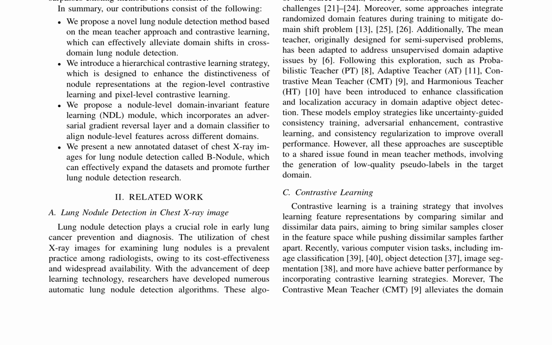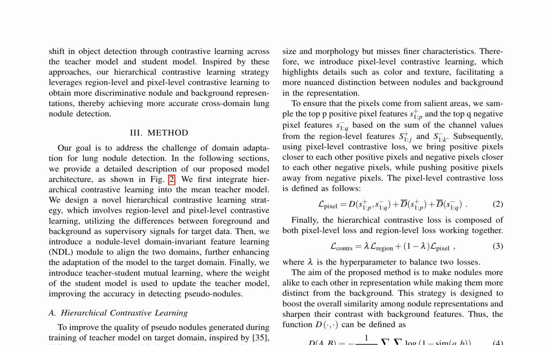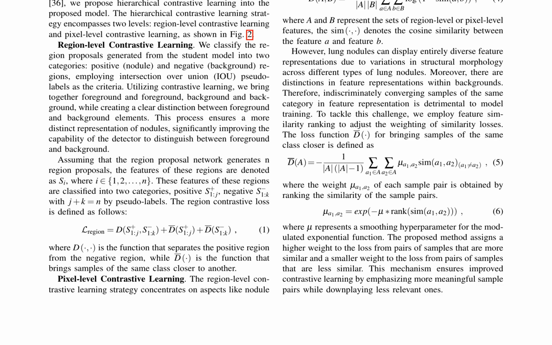for lung nodule detection. The proposed model integrates hierarchical contrastive learning into the mean-teacher model to enhance the accuracy of cross-domain lung nodule detection. This approach includes region-level and pixel-level contrastive learning, utilizing differences between foreground and background as supervisory signals for target data. The hierarchical contrastive loss is composed of both pixel-level and region-level losses, aiming to make nodules more alike in representation while making them more distinct from the background.